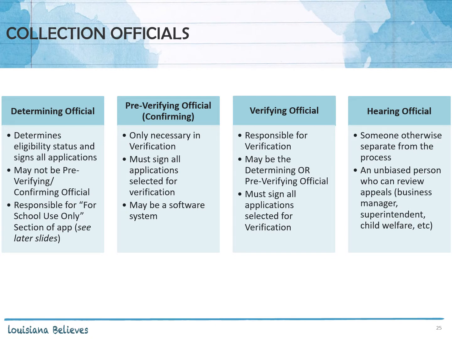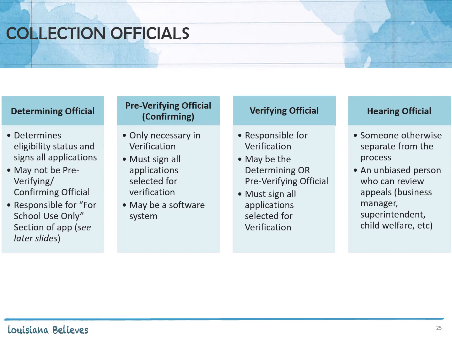Here is an overview of what we just learned. The determining official determines eligibility status and signs all applications. This person or persons may not be the pre-verifying official. The determining official is responsible for the "for school use only" section of the application, which we will discuss on future slides.